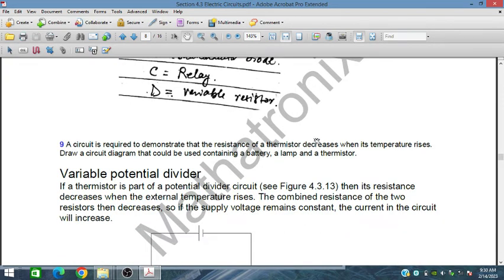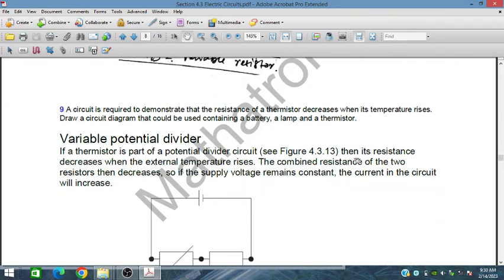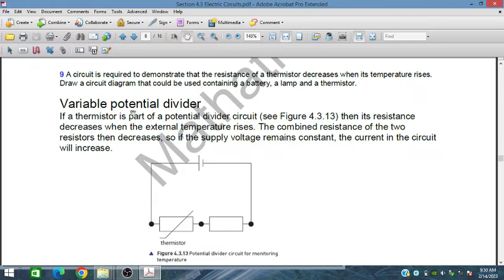A circuit is required to demonstrate that the resistance of a thermistor decreases when its temperature rises. So whenever temperature rises, the resistance of a thermistor decreases. Draw a circuit diagram that could be used, containing a battery, a lamp, and a thermistor. So this is a variable potential divider.